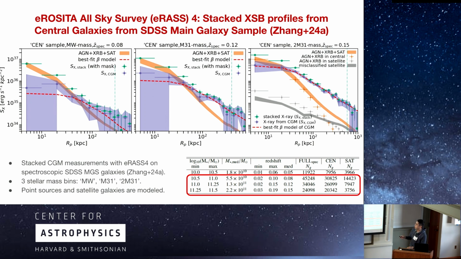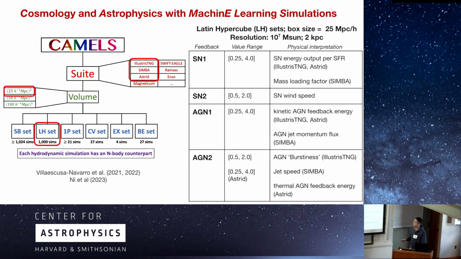They modeled out point sources from AGN, X-ray binaries, and satellite galaxies. What they left is these purple shaded regions and purple lines, which they referred to as the X-ray emission of the CGM. They also tried to fit a beta model to it. The purple lines are what we are going to compare with the simulations.